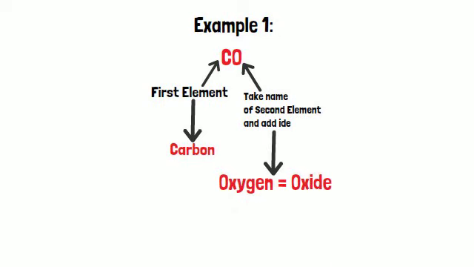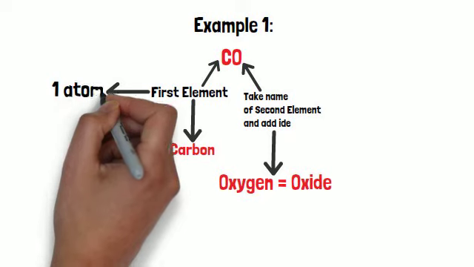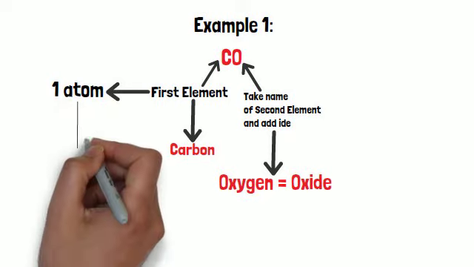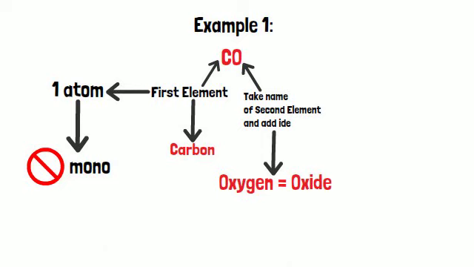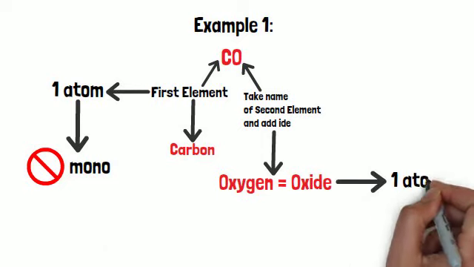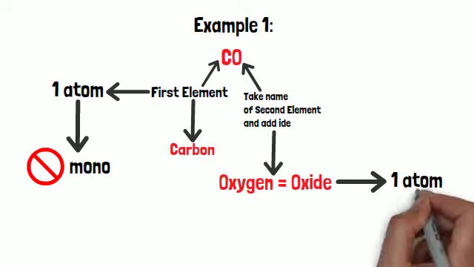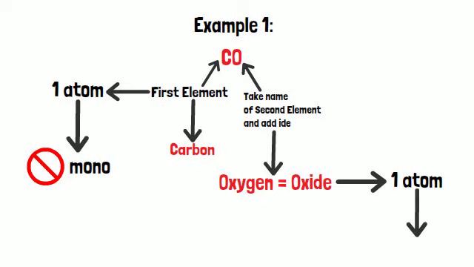Lastly, as we mentioned previously, we do not use the prefix mono for naming the first element. So, while we only have one carbon, we do not add the prefix mono. But we only have one oxygen. So, combining the second and third rule, we're going to use the prefix mono and you end up with monoxide. Therefore, the name of the compound CO is carbon monoxide.